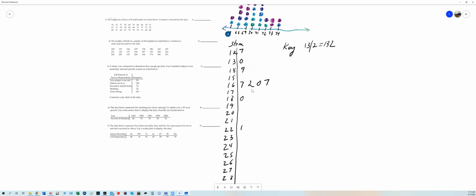221, 145, 137, 194, 207, 150, 254, 262, 244, 287, 137, 204, 166, 174, 180, 151.